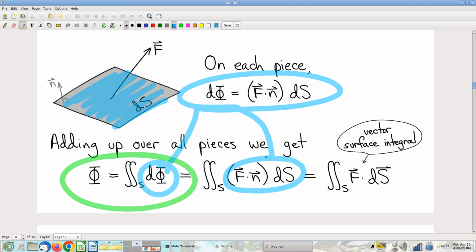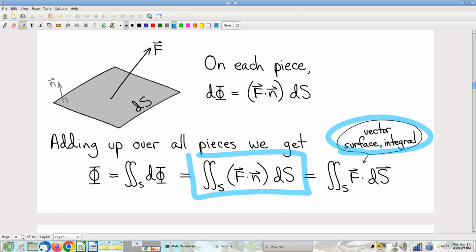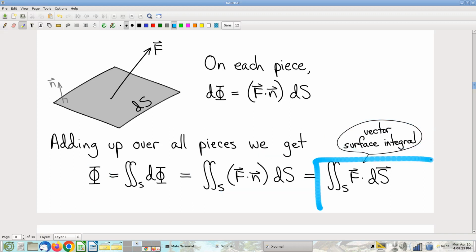And this then is what we call a vector surface integral. This is what we will use to compute the flux of a non-constant vector field through a not necessarily flat surface. All right, are we good so far? And I haven't gotten to this yet. We'll get to that in a moment. Everybody cool?